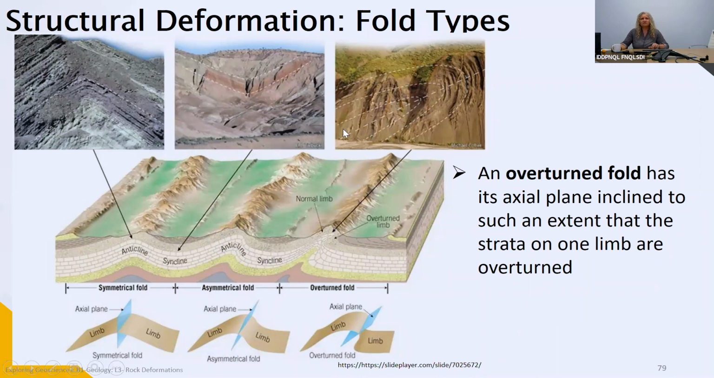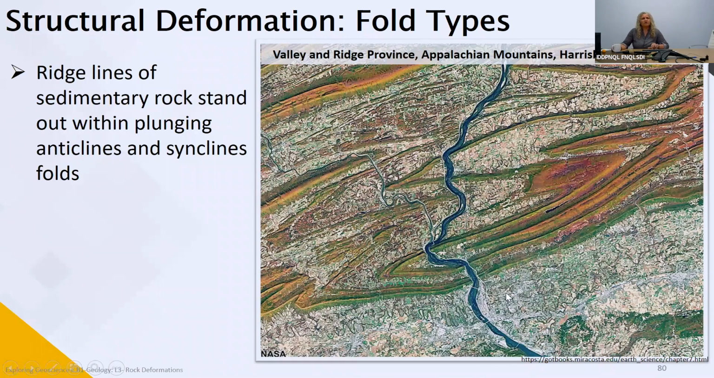So if we're looking here at these examples in the field, here we have a nice symmetrical anticline, a nice symmetrical syncline, and an overturned anticline here. So an overturned fold has its axial plane inclined to such an extent that the strata on the limb are overturned, as it says in the word. Here is an example of ridge lines of sedimentary rocks standing out with plunging anticlines and synclines folds as seen by aerial views. So that's a mega scale fold.